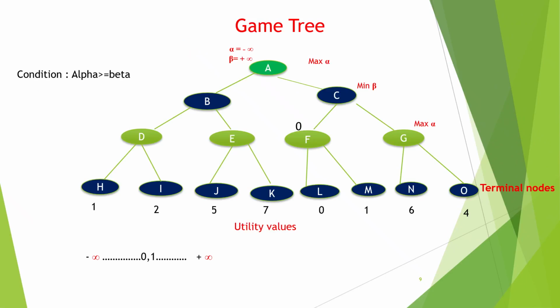Now it's a game tree. See the game tree. A is the root node, B and C are child nodes of the root node, D, E, F, G are children nodes of their parent nodes B and C, and the nodes H to O are the terminal nodes. So see the game tree.